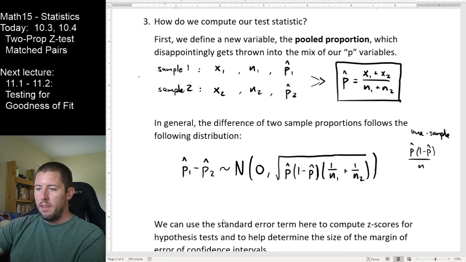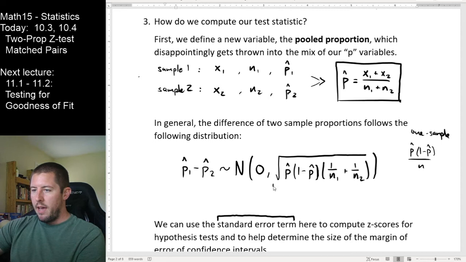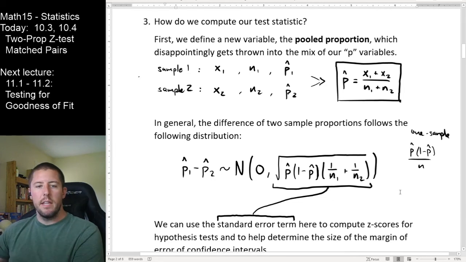So again, the very important thing here is that the standard error term is this one right here, and we will need to use this in all of our computations for both confidence intervals and significance tests associated with our two sample proportion tests.